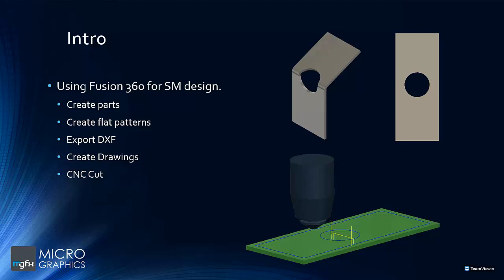The flat pattern can be exported to a 2D DXF file or used to create a 2D drawing. Alternatively, Fusion 360's manufacturing workspace can be used to program for CNC cutting. Unfortunately, as with anything, there are rules to stick to, and in the next two slides we'll have a look at these rules when it comes to designing in sheet metal.